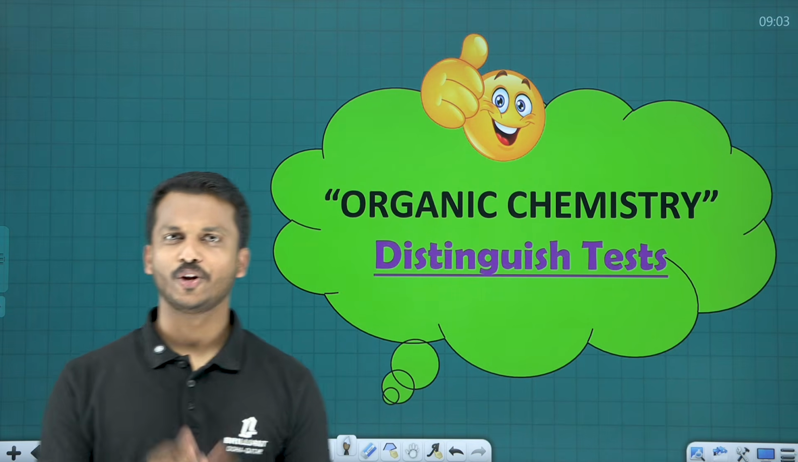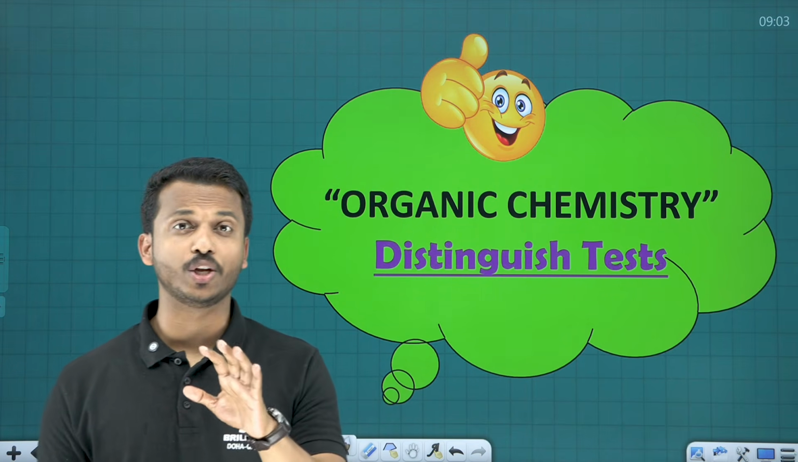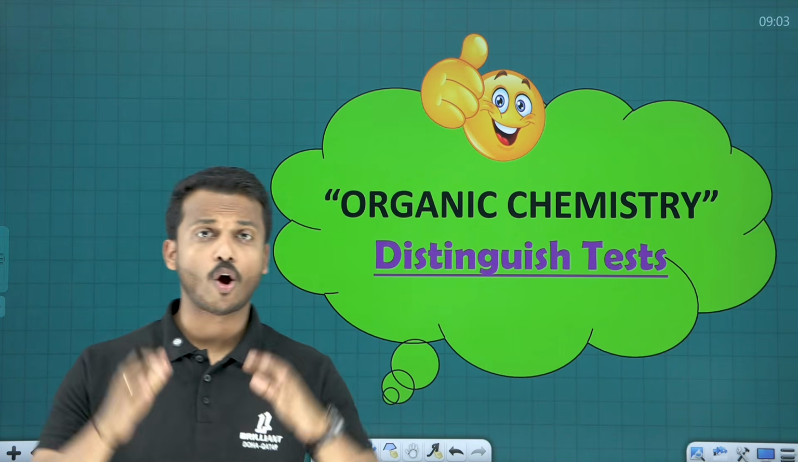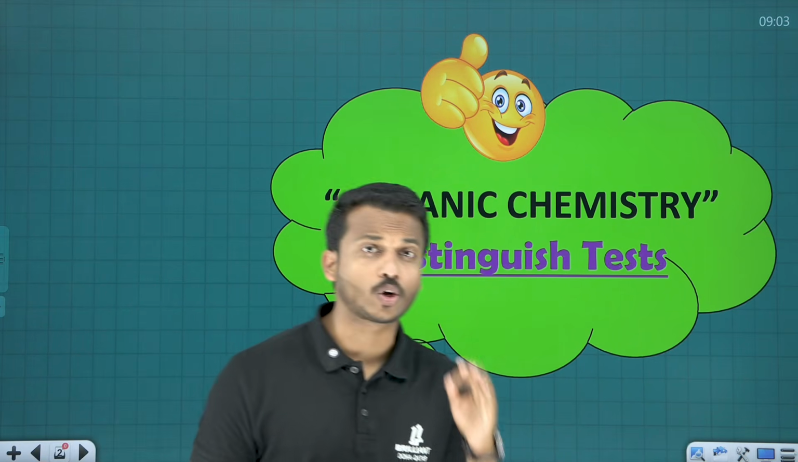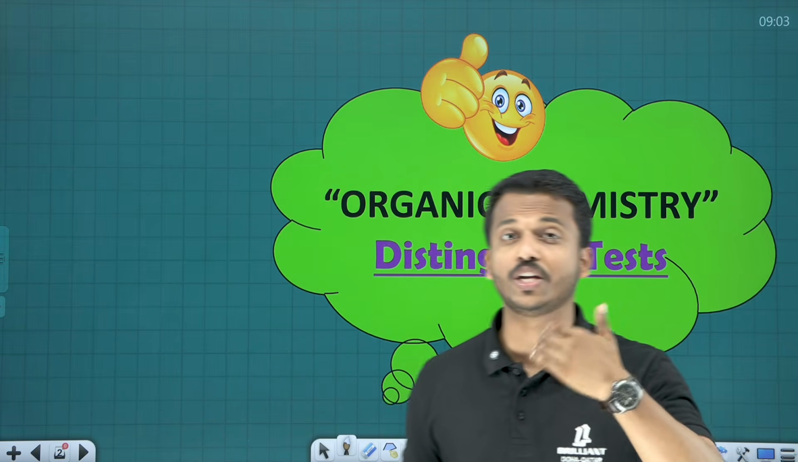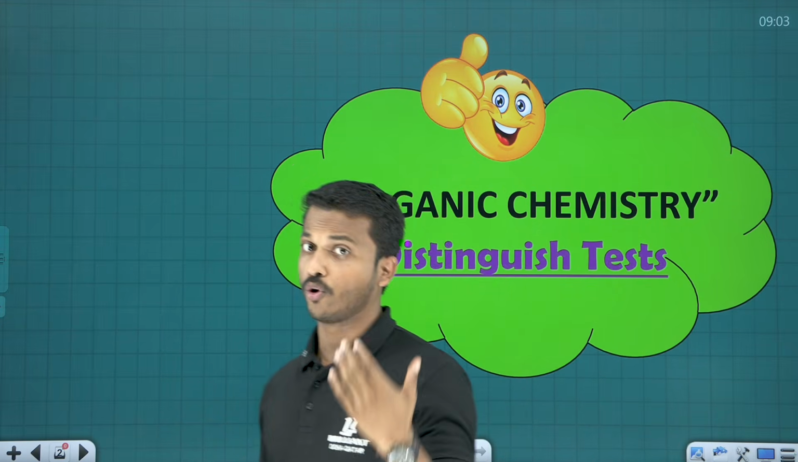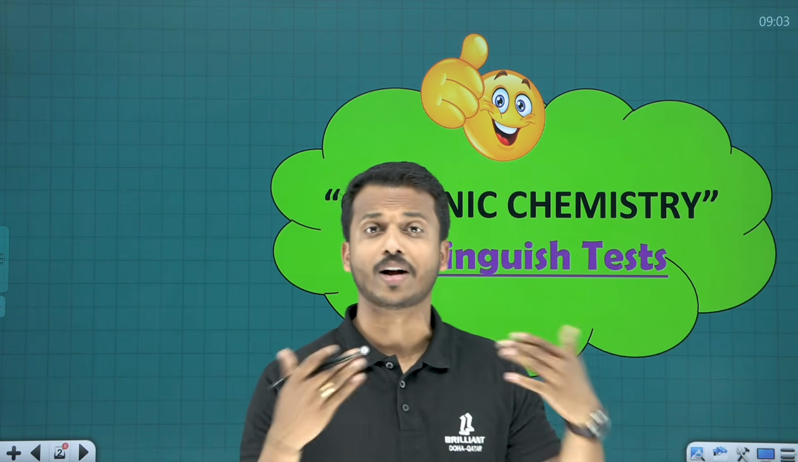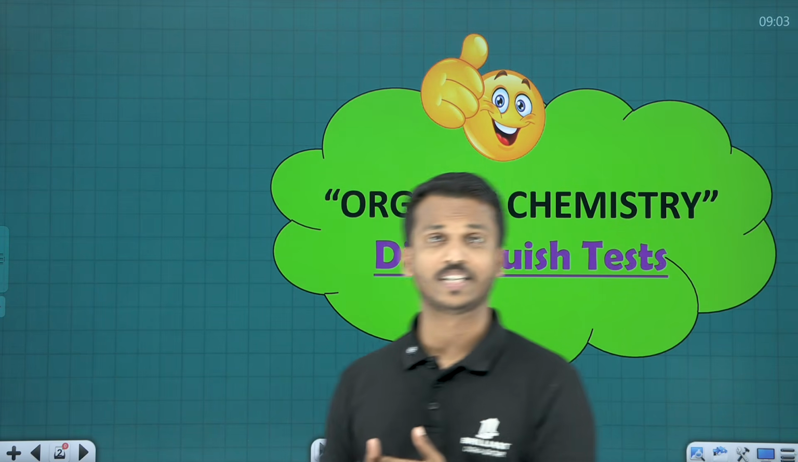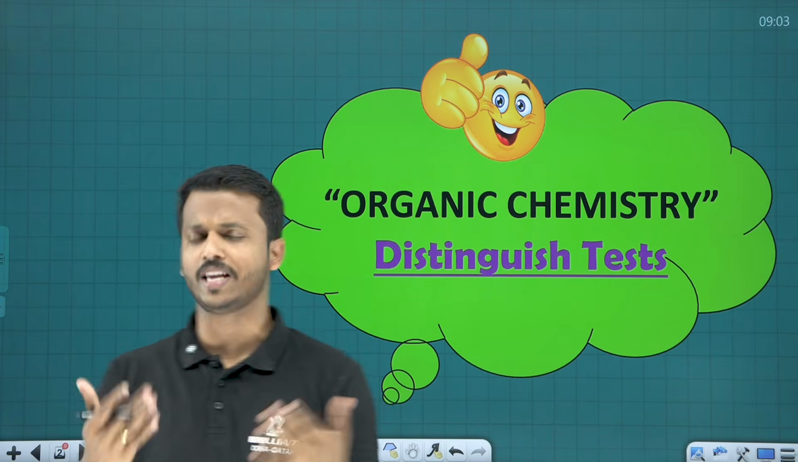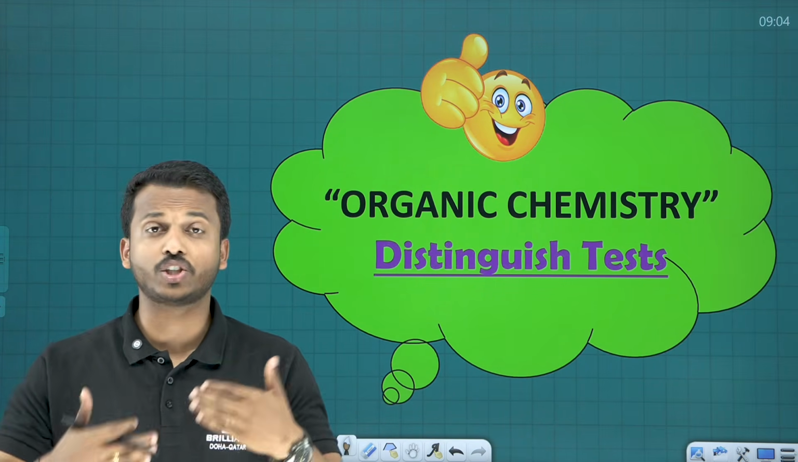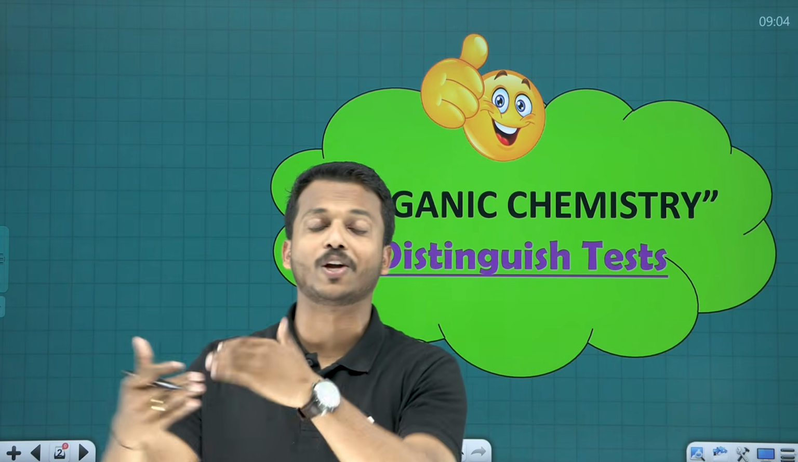Hi students, do you know in total how many distinguishing tests there are in our board exam chemistry? Overall, in the organic chapters, how many distinguishing tests are there? We have Lucas test, Hinsberg test, Carbylamine test, and many more. So there is confusion about which distinguishing test is used for a particular question.